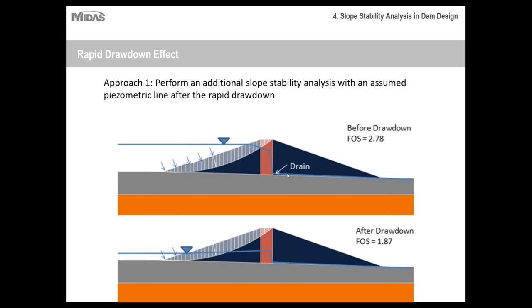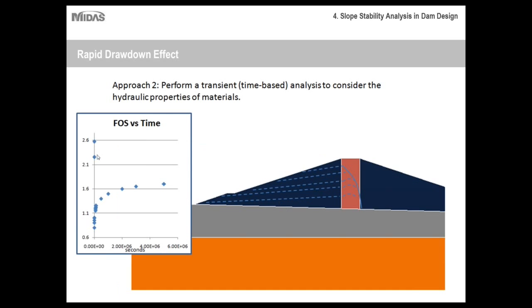Approach 1 is simply a before and after, whereas approach 2 considers everything that happens in between. The main thing to keep in mind is that the factor of safety when rapid drawdown happens plummets very quickly, well below your final factor of safety after your slope begins to stabilize after a while.